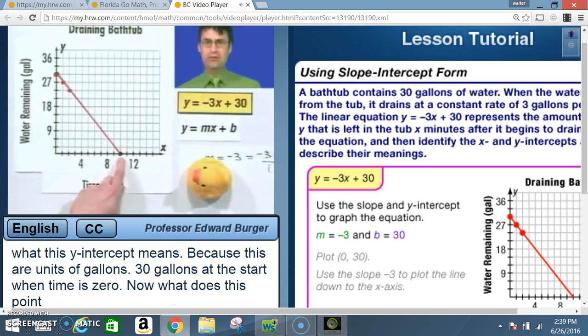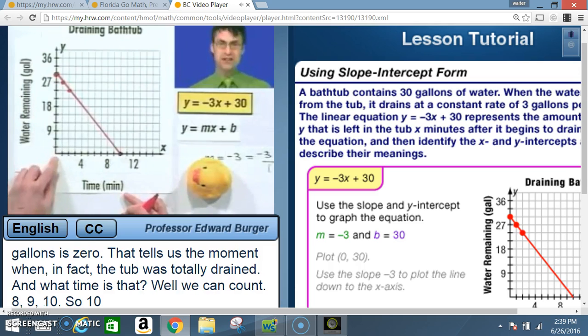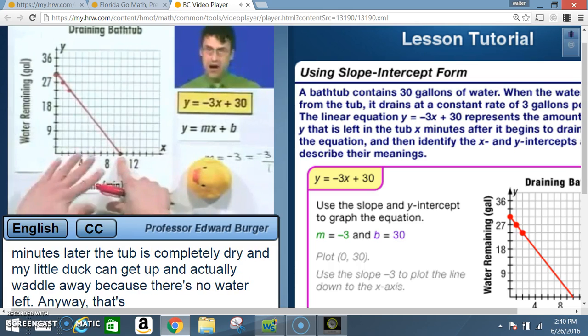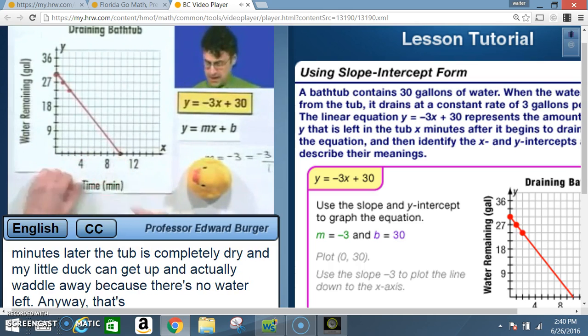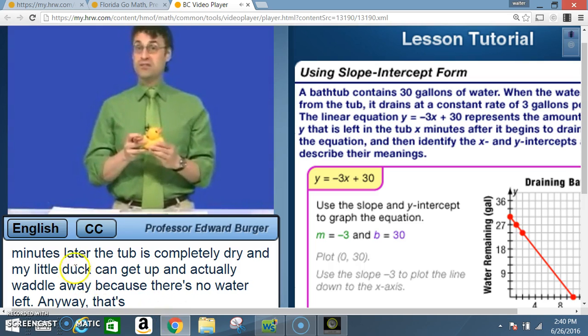Now, what does this point represent? Well, this point actually tells us the time. The time that what happens? Well, the time when I have no water left, the number of gallons is 0. That tells us the moment when, in fact, the tub was totally drained. And what time is that? Well, we can count 8, 9, 10. So 10 minutes later, the tub is completely dry. And my little duck can get up and actually waddle away because there's no water left.